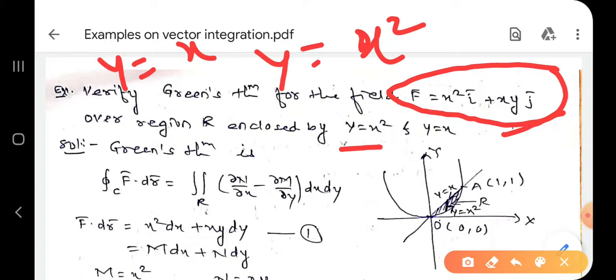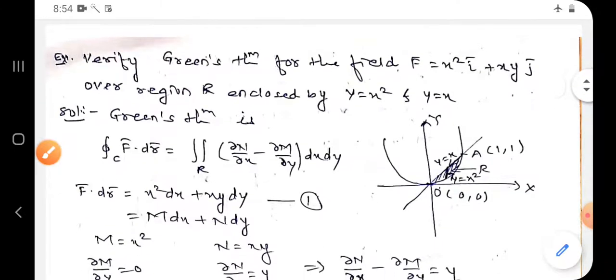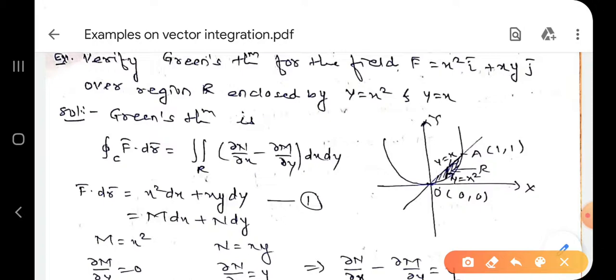So first we draw the curves. Whatever is given, we just draw those curves. Here x and y axes are there. Then the parabola along the y axis we are going to draw, and the line y equal to x. So here you can see in this figure the x axis, y axis, then the parabola y equal to x square and the straight line y equal to x, and the region between these two is our required region.